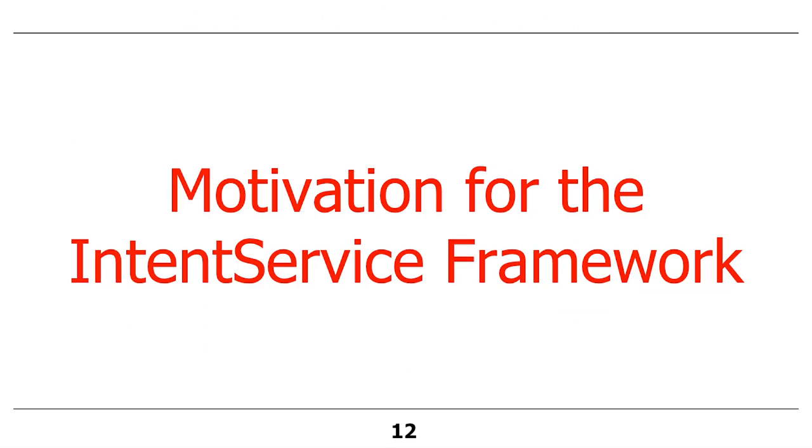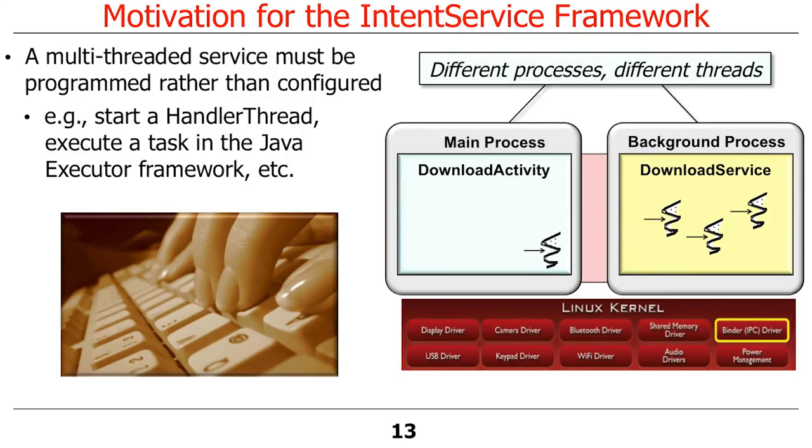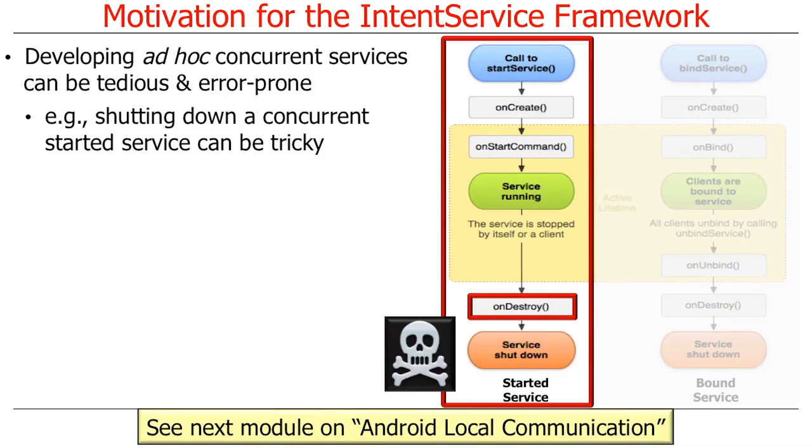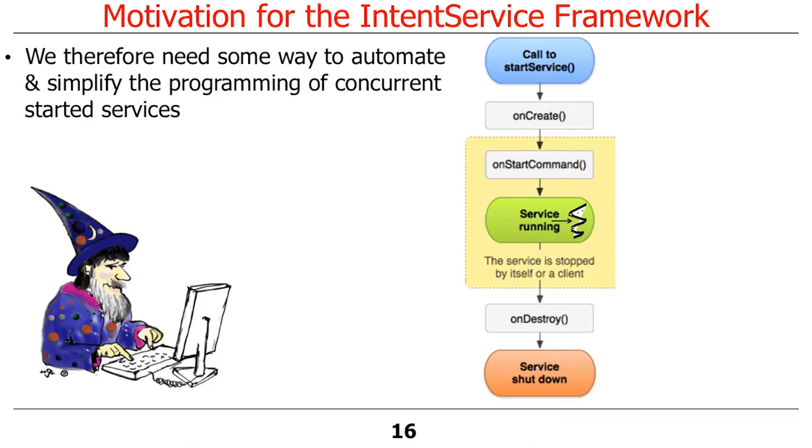Let's now talk about the motivation for the Android intent service framework. A multi-threaded service must be programmed rather than configured via the XML file we just talked about. You would typically do this by starting a handler thread, executing a task via the Java executor framework, and so on. However, developing concurrent services in an ad hoc manner can be tedious and error-prone because there's lots of accidental and inherent complexities involved with concurrent programming. For example, shutting down a concurrent started service can be very tricky, as we'll talk about in our next module on Android local communication. We therefore need some way to automate and simplify the programming of concurrent started services.